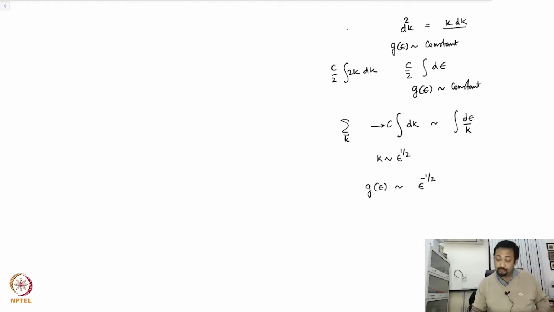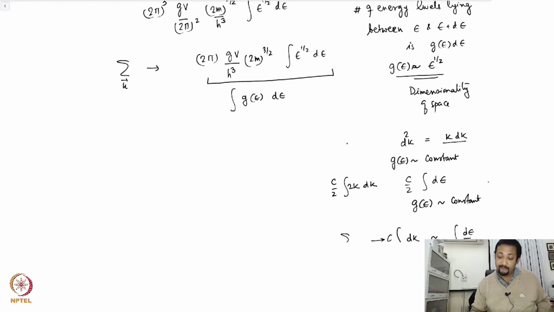What is interesting to note here is that the density of states, the number of energy states, g epsilon at epsilon equal to 0 is 0 in 3 dimensions. There are no energy levels at this particular energy. That's what my density of states tells me.